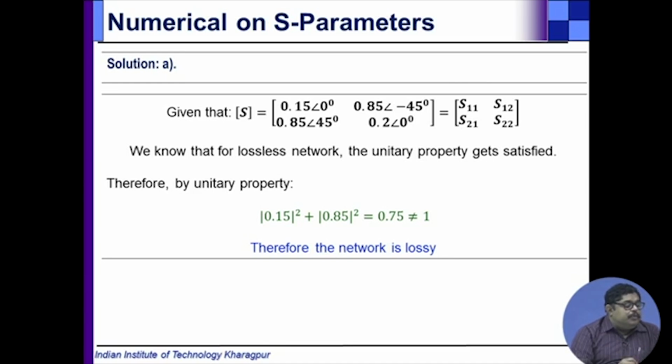So, for a lossless network, the unitary property. Now, the unitary property is that any one row multiplied by its conjugate will be equal to 1. So, rho means, let us say this row.